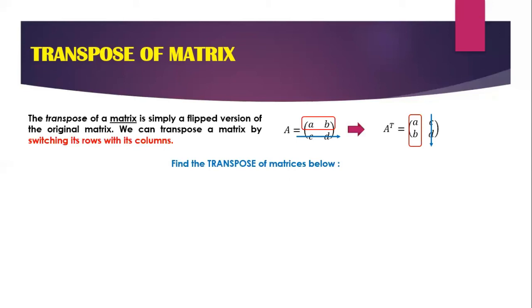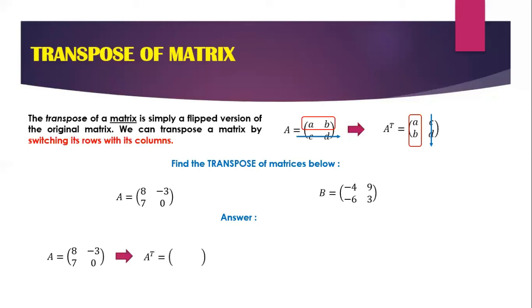Find the transpose of the matrices below. Matrix A is [8, -3; 7, 0], and matrix B is [-4, 9; -6, 3]. Now we go to answer this question. Matrix A is [8, -3; 7, 0]. So the transpose matrix, this is the step: 8, -3 goes to the column. Is it clear to you? The second row, 7, 0, will be switched to the column. Very clear, right? Good.